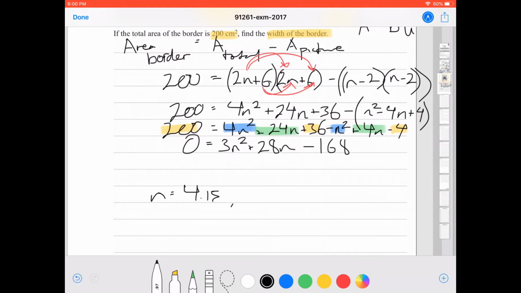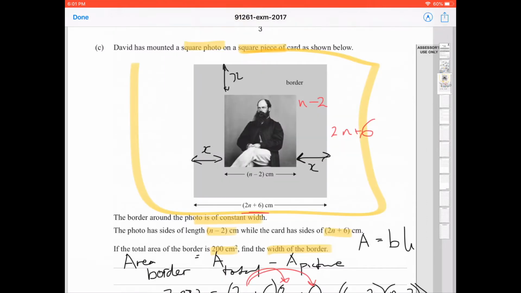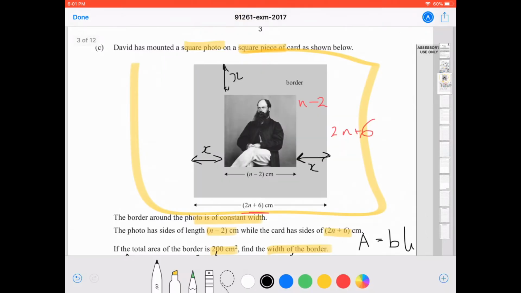Okay. Now, we still haven't decided what our width around the border is. We said it was this variable x. It's not n, so we can't say n equals 4.15 and that's the constant width of the border. But we can come up with an expression for x.